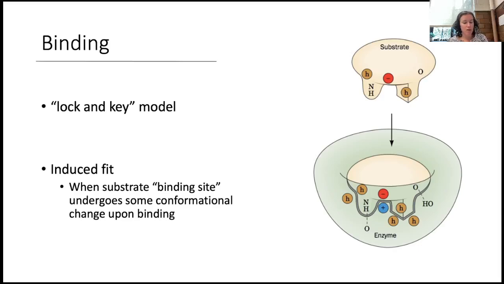Okay, folks, we're going to talk more about this in the future. But for now, I think it's important that we have some understanding of binding. There are a couple of different theories when it comes to how binding happens, and I think in reality it's probably a mix of many of these things. The first theory is called the lock and key model.